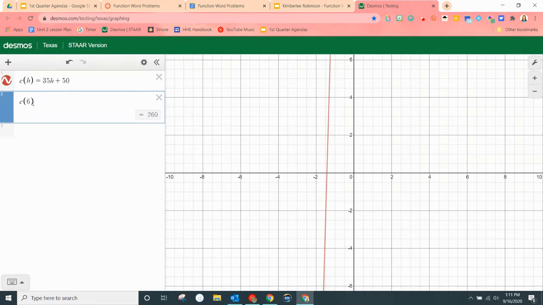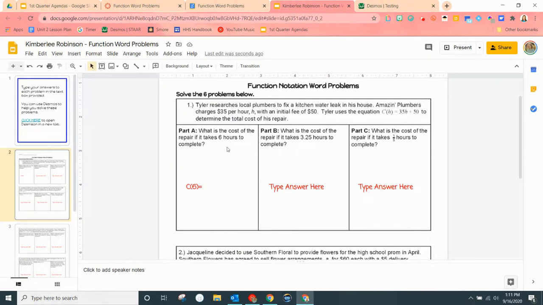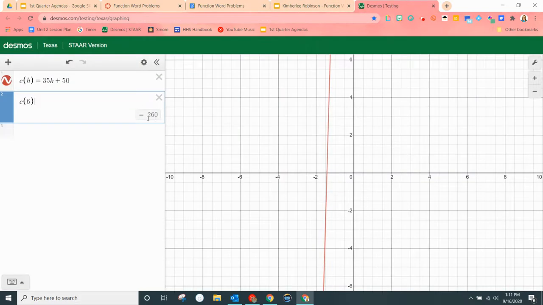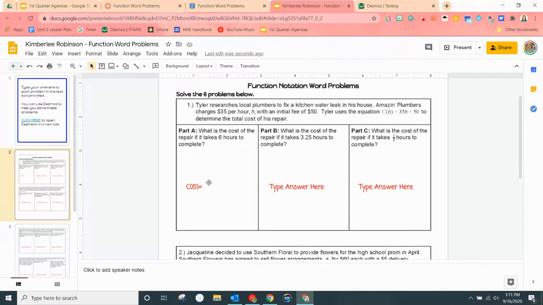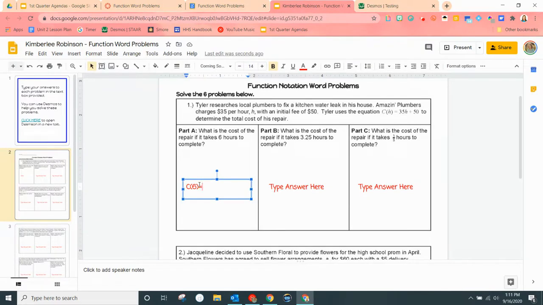What's my output going to be? If my input is H, 6 hours, my output is going to be, remember, this is representing his cost. So the cost is going to be $260. So we could put $260. Okay. So now they're saying, well, what's the cost of the repair if it only takes 3.25 hours?